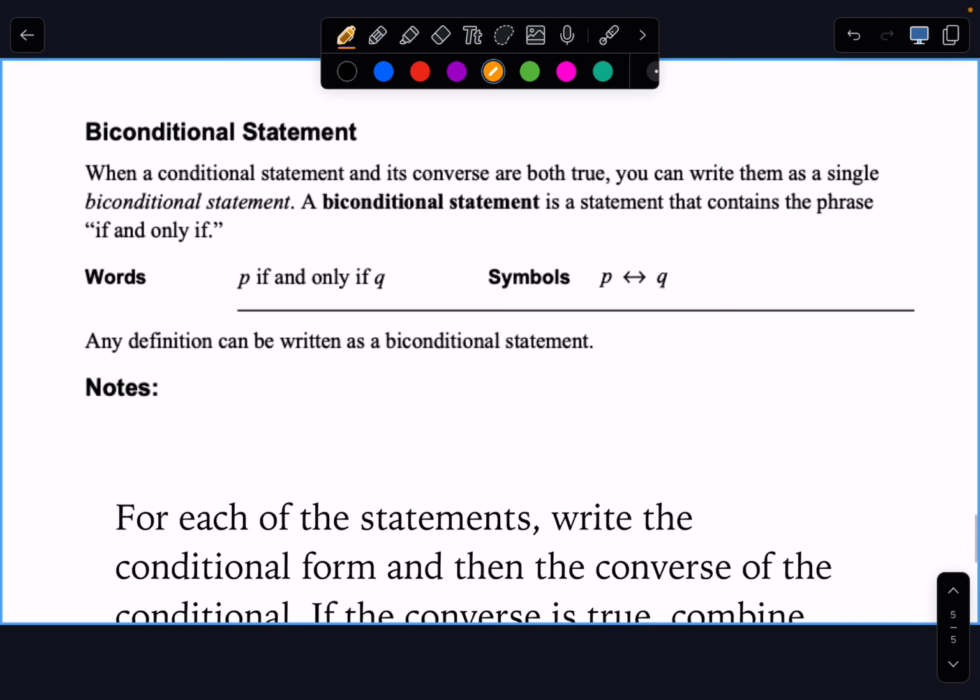Okay, the last thing we're going to talk about, and I'll get you started on your homework.